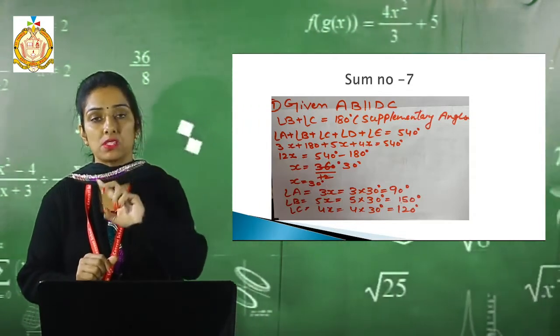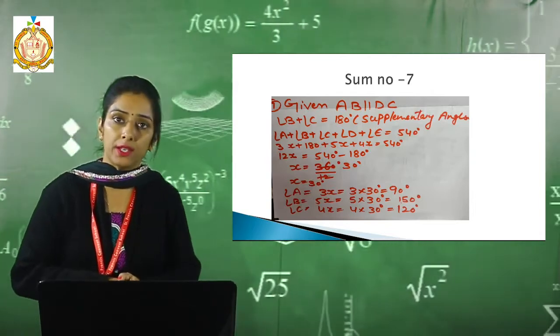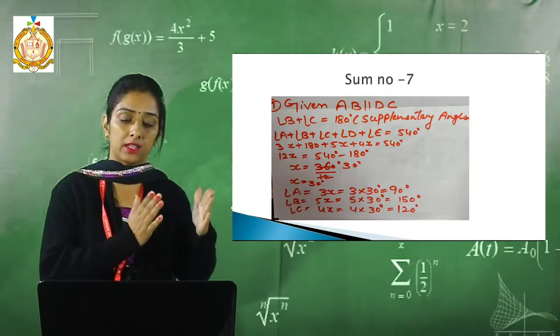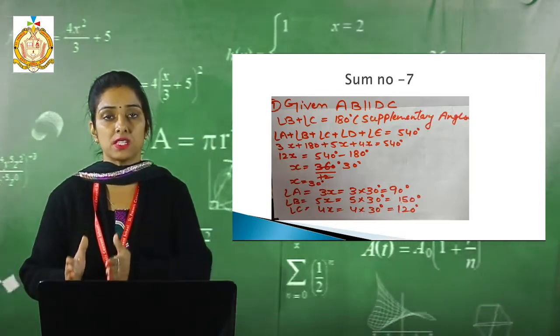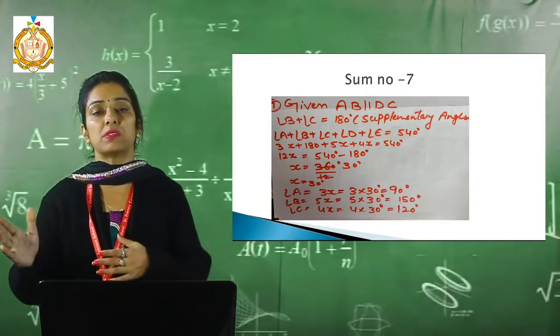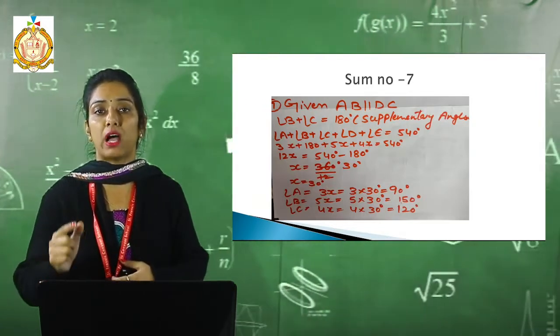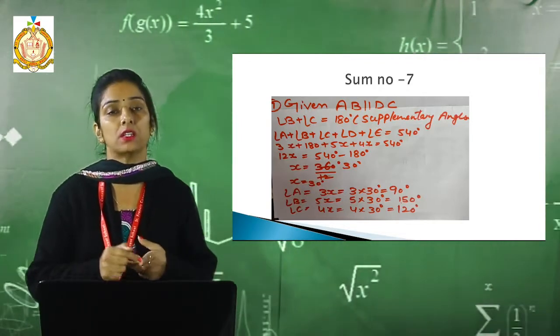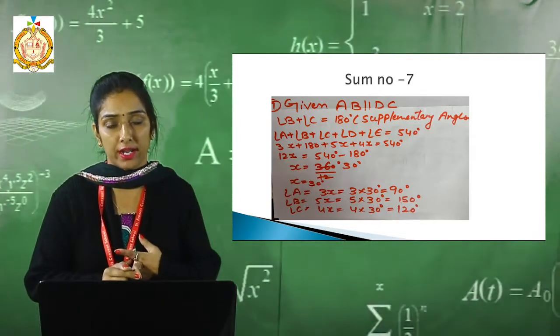Okay, so the sum of these angles is equal to 180 degrees. Now we know that in a pentagon, angle A plus angle B plus angle C plus angle D plus angle E is equal to 540. In a quadrilateral, the sum of angles is 360. In a pentagon, that is equal to 540.